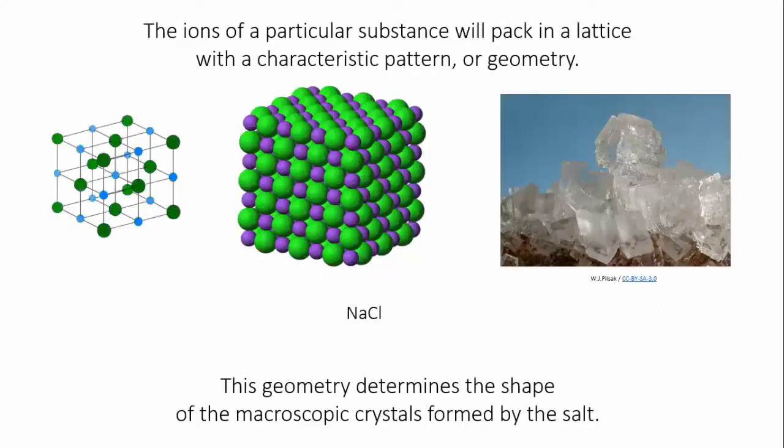Because different ions are different shapes and sizes, there isn't a single best way for all ions to pack into a lattice. Each ionic substance has a characteristic way of packing. As more and more ions are added to the lattice, the crystals eventually become macroscopic, and the shape of the crystal reflects the geometry in which the ions packed. For instance, sodium chloride packs into a lattice called simple cubic, and when you grow crystals of table salt, you'll see that the predominant shape is a cube.